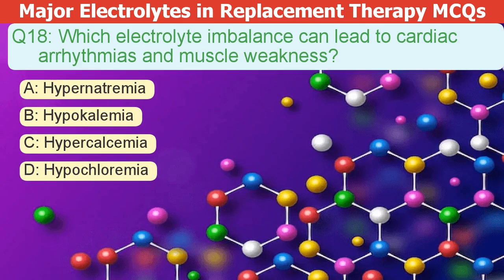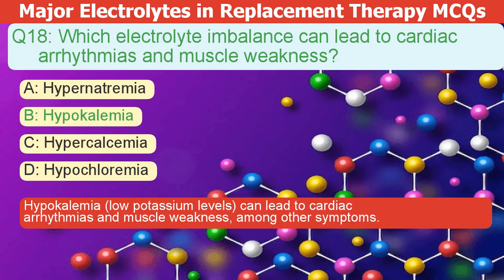Which electrolyte imbalance can lead to cardiac arrhythmias and muscle weakness? A. Hypernatremia. B. Hyperkalemia. C. Hypercalcemia. D. Hypochloremia. The correct answer is B. Hyperkalemia, that's low potassium levels, can lead to cardiac arrhythmias and muscle weakness, among other symptoms.